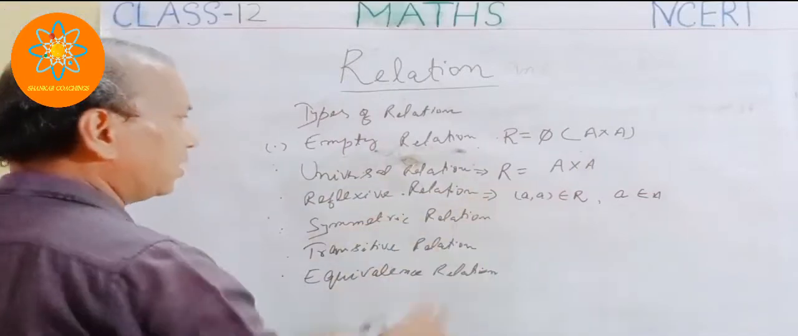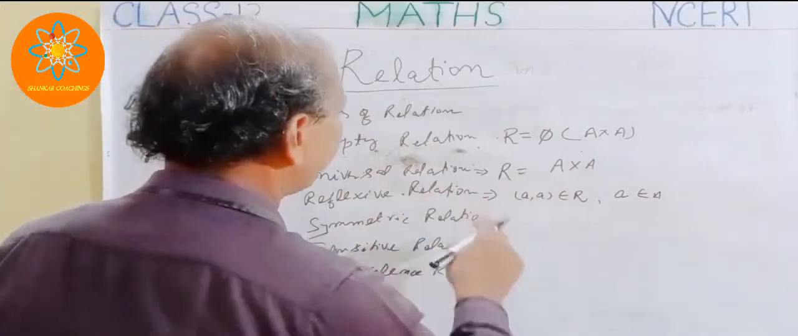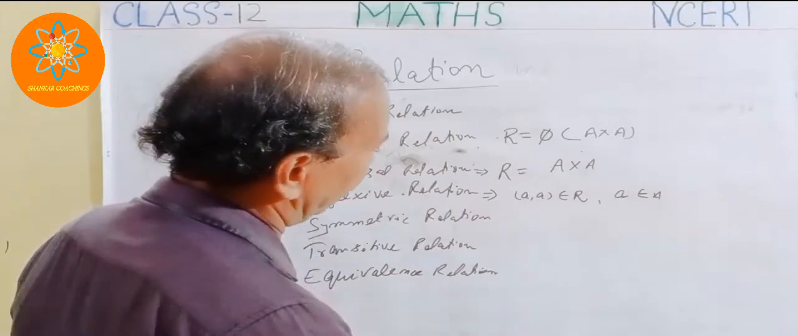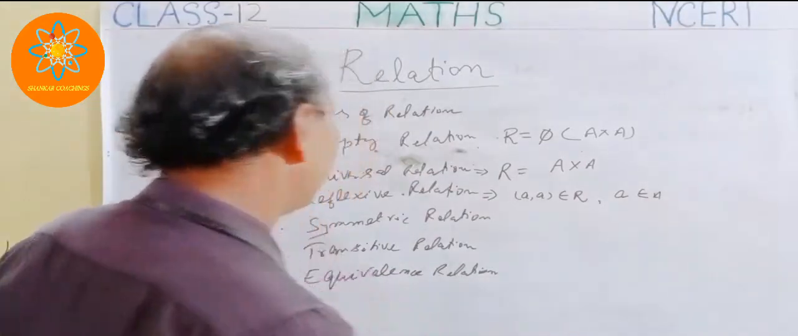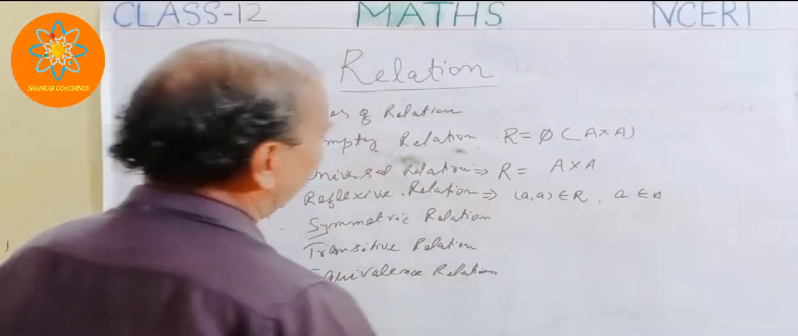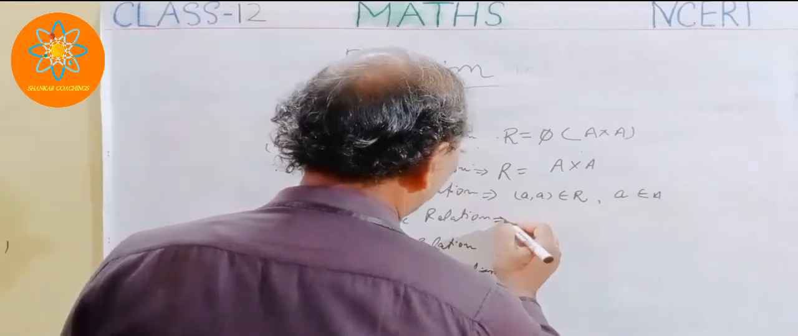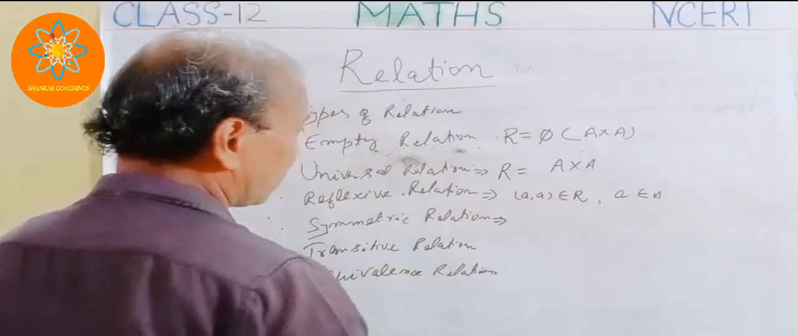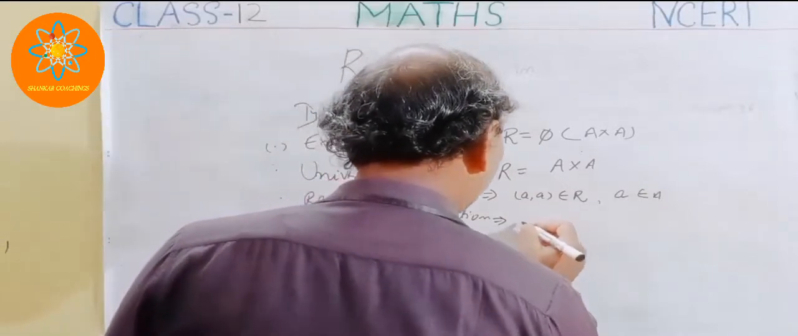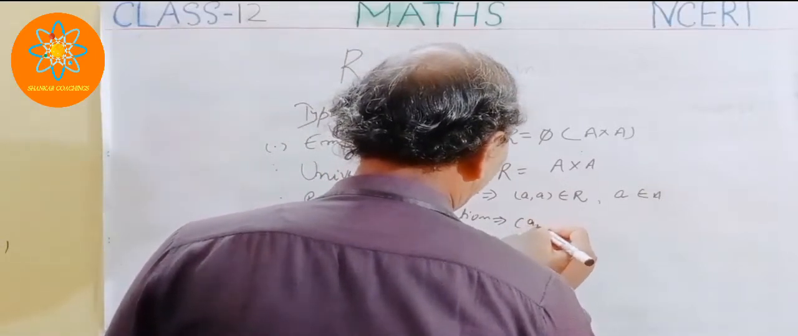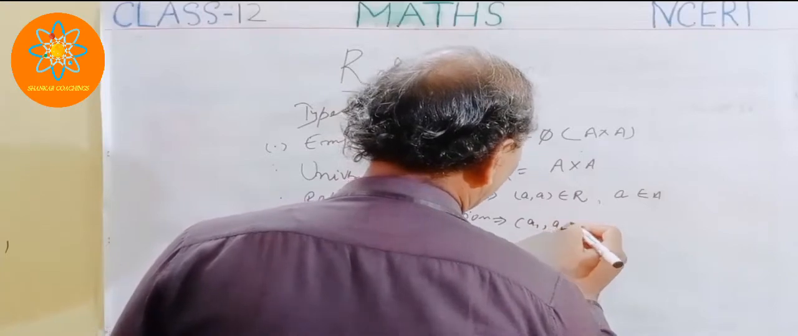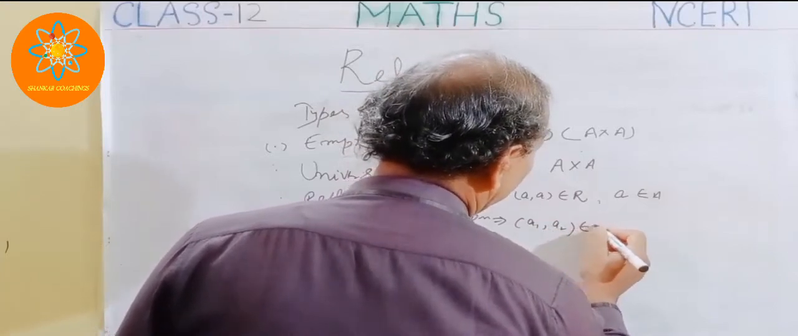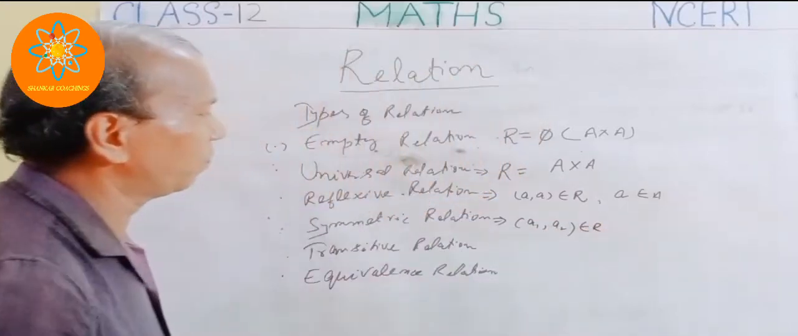Then this relation is called reflexive relation. Now come to the symmetric relation. In the symmetric relation, what will be there? Let's suppose (A1, A2) is there. A1 and A2, this is in the relation R.